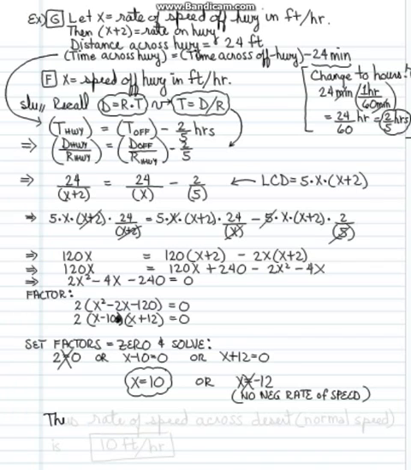Thus, in words, we can say that the rate of speed across the desert, his normal rate of speed, is 10 feet per hour. And we are finished.